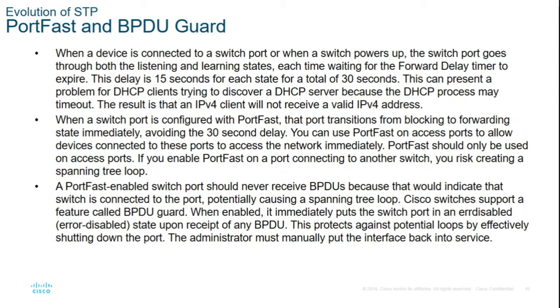Cisco switches have a feature called BPDU Guard. When enabled, it immediately puts the switch port in an error-disabled state when a BPDU frame is received, thereby shutting down the port to protect against potential loops. The switch port must be manually re-enabled by the administrator for it to work again.